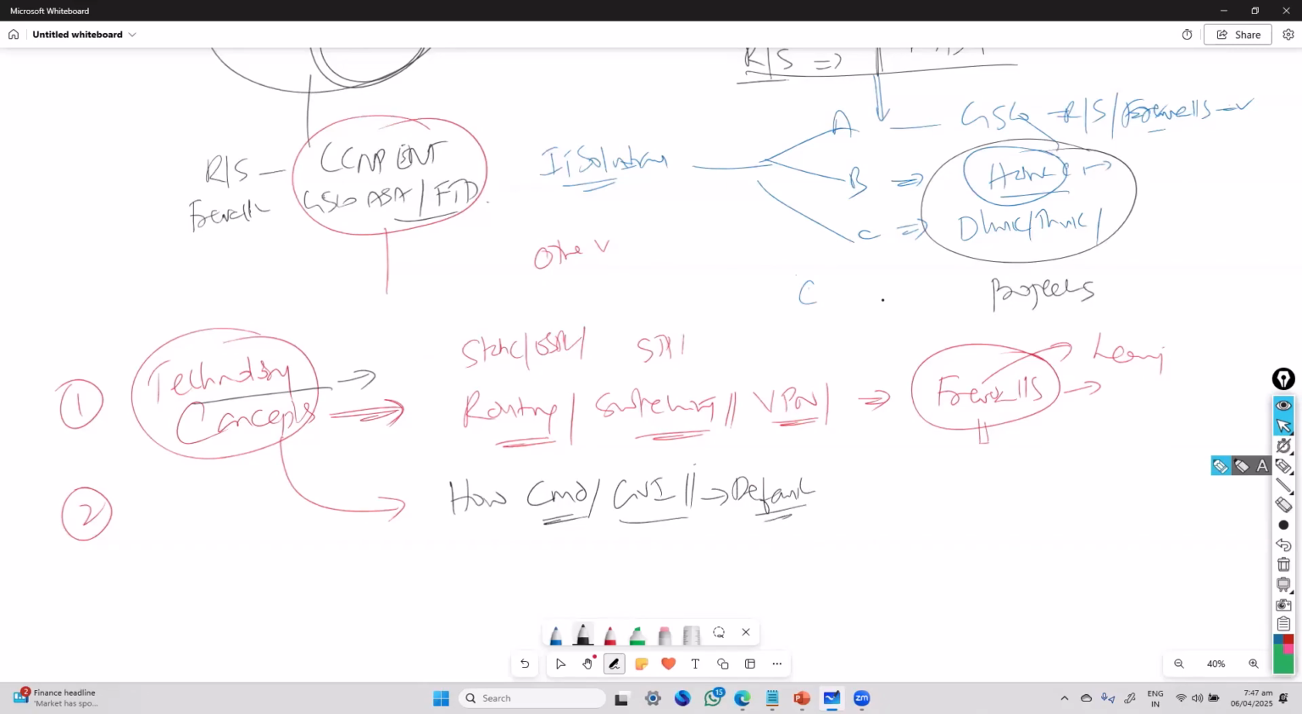There will be behavioral differences: a few features will be enabled on some vendors and might not be enabled on others. So there will be some default behavior differences, and those are things we need to understand. Once you understand that, you can do it either through self-learning or through some courses.